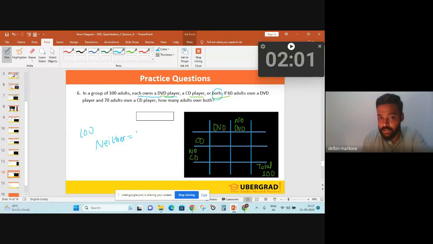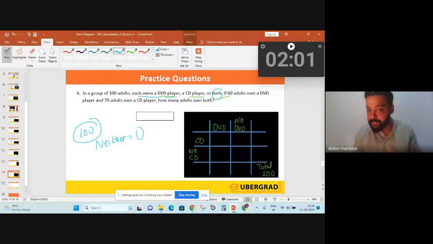They will not say it's 0; you have to understand it. There are 100 people, right? So everyone has a DVD or CD or both. So the neither category will be 0. So this information, no CD, no DVD, will be 0. Let's fill in all the other information. 60 adults own a DVD player. So this is the total number of DVD players.